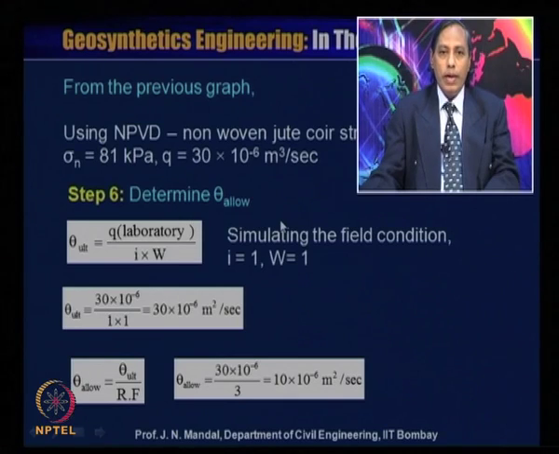Step 6, determine theta allowable. You know theta ultimate is equal to Q laboratory divided by i into W. To simulate the field condition, i is equal to 1 and W is equal to 1. So, theta ultimate will be equal to 30 into 10 to the power minus 6 divided by 1 into 1, which is 30 into 10 to the power minus 6 meter square per second. Now, theta allowable is equal to theta ultimate divided by the reduction factor. We consider reduction factor 3. So, theta allowable is equal to 30 into 10 to the power minus 6 divided by 3, which is 10 into 10 to the power minus 6 meter square per second.